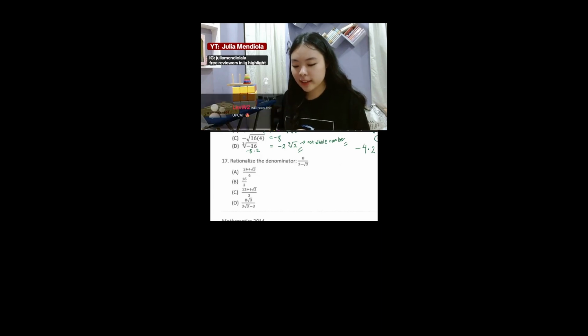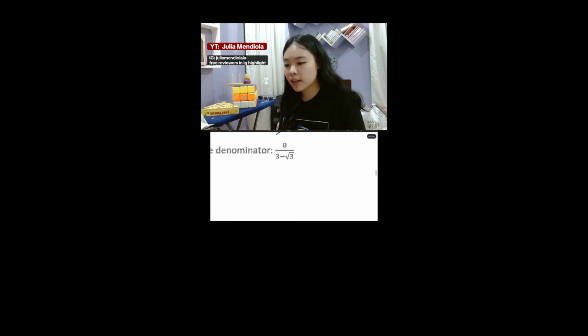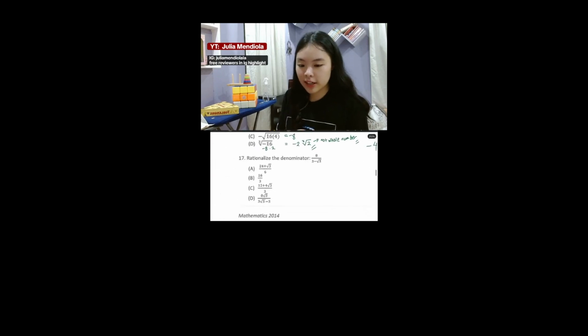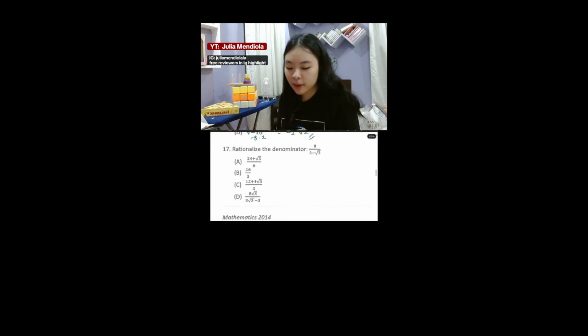Ano ba meaning ng rationalize the denominator? Ang ibig sabihin yan, guys, kasi bawal talaga magkaroon ng radical sa ilalim. So, dapat dyan, baguhin or tanggalin. And paano matatanggal ang radical na to? I'll give a simple example first. This is what we call rationalization. Yes, bawal magkaroon ng radical sa baba.